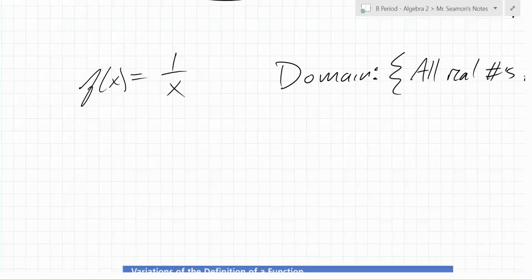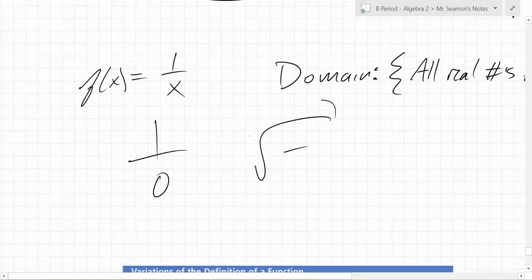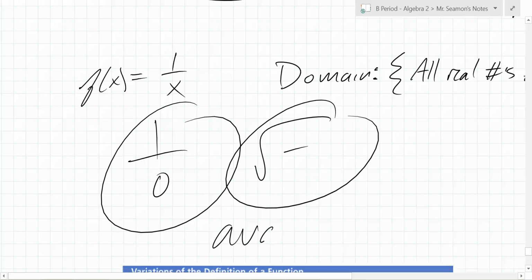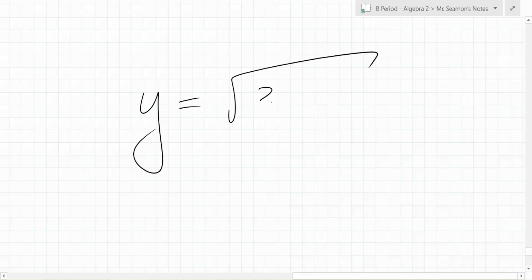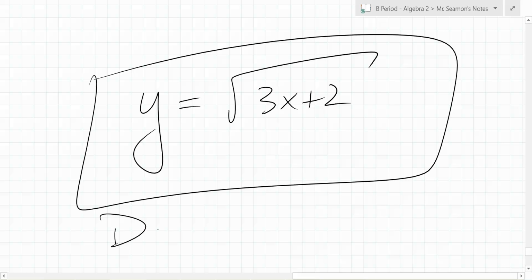So what are the two illegal things you don't want to happen? 1 over 0 and the square root of a negative. We don't like that. We want to avoid these things. Avoid, and spell avoid properly. Okay. By yourself, see if you can figure out what's the domain of that function right there. Don't say it out loud, but find me the domain.